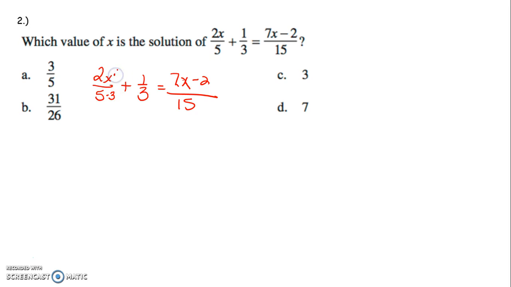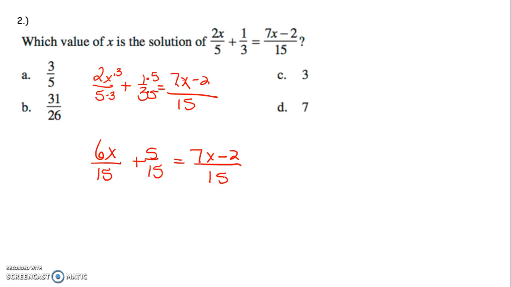I'd have to multiply 2 by 3. Over here, I'd have to multiply 3 by 5. Here, I'd have to multiply 1 by 5. 2 times 3 is 6x over 5 times 3 is 15, plus 5 times 1 is 5 over 3 times 5 is 15, equals 7x minus 2 over 15.